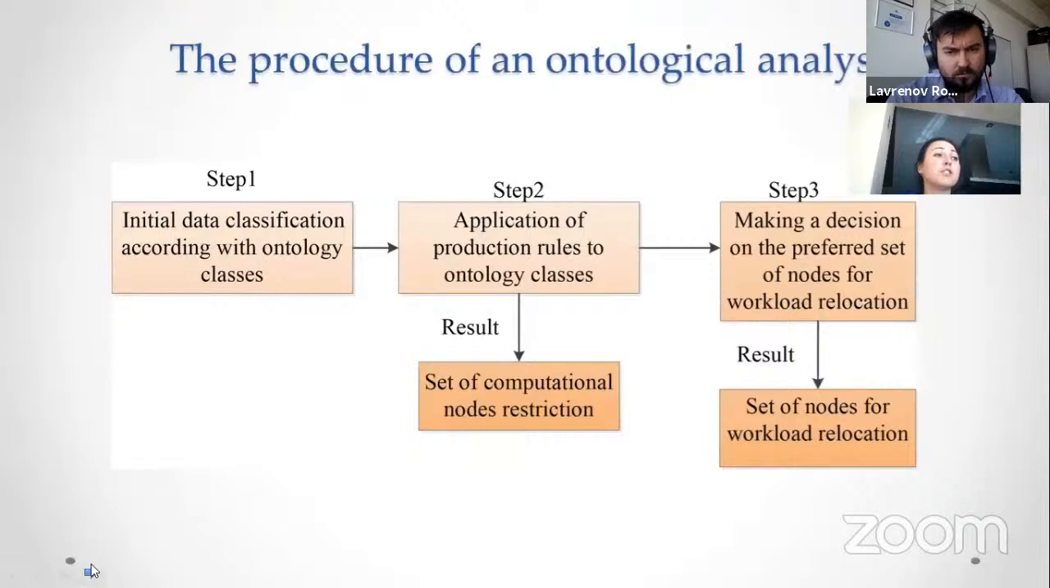The procedure of ontological analysis has shown its effectiveness in workload problem solving in distributed systems of different types and is described in detail in our previous studies. This procedure includes the following steps. Initial data classification according to ontology classes, which describe a specified domain. Application of production rules to ontology classes in order to restrict the set of computational nodes obtained as a result of collecting information about available resources. Making a decision on the preferred set of nodes for workload relocation.